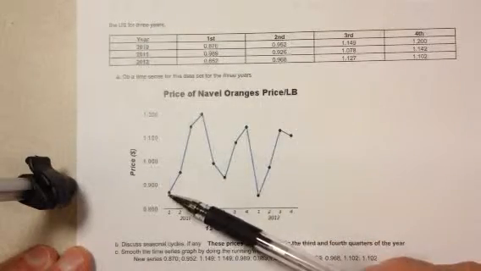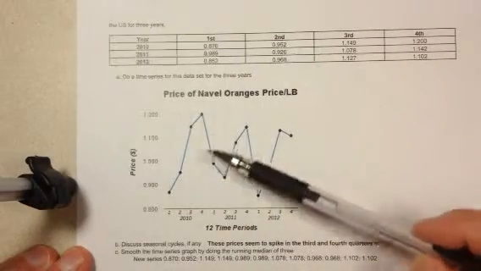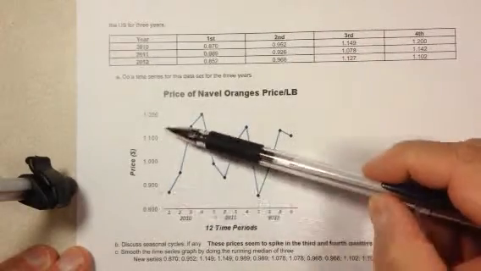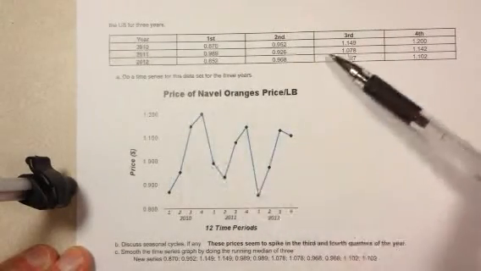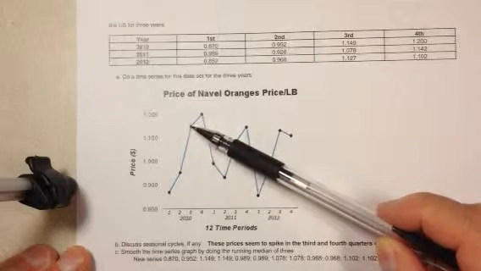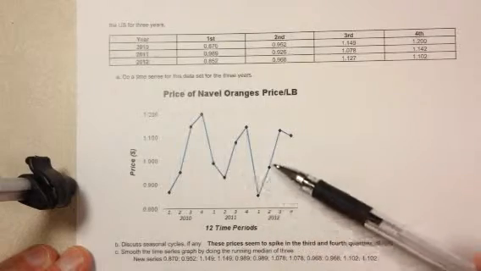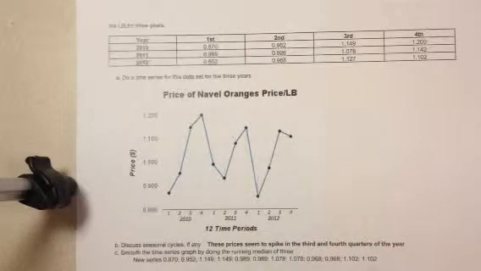The first one is 0.870. The next one is 0.952. Notice the scale here goes from 0.8 to 1.20. It goes up to 1.149 and 1.200, and we simply graph all of those for the 12 data points.